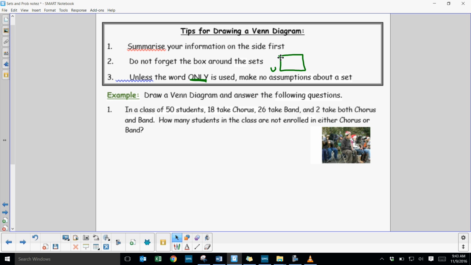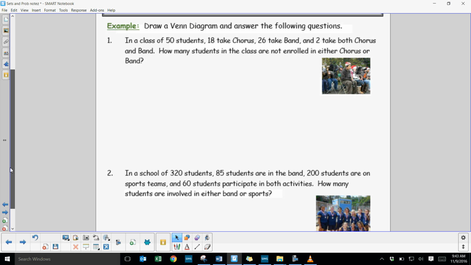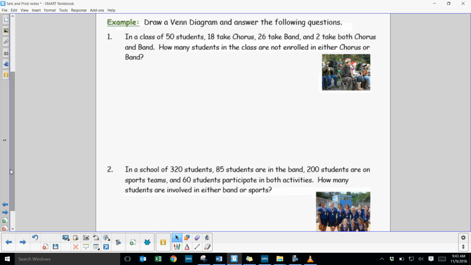If they say students who study chemistry, they mean the whole circle of chemistry, not the little crescents on the side. If they say chemistry only, they mean just the little moon-shaped crescent. Let's do this example. Draw a Venn diagram and answer the following questions.